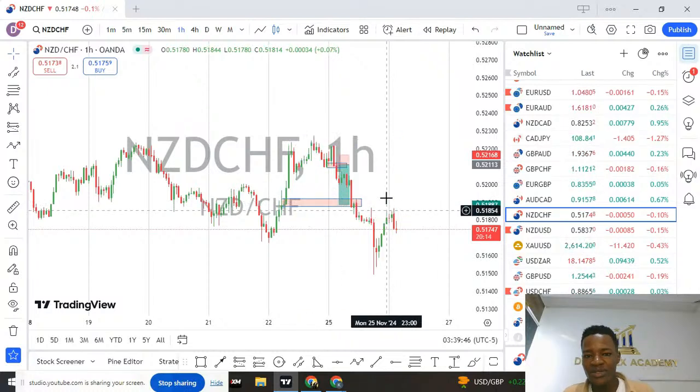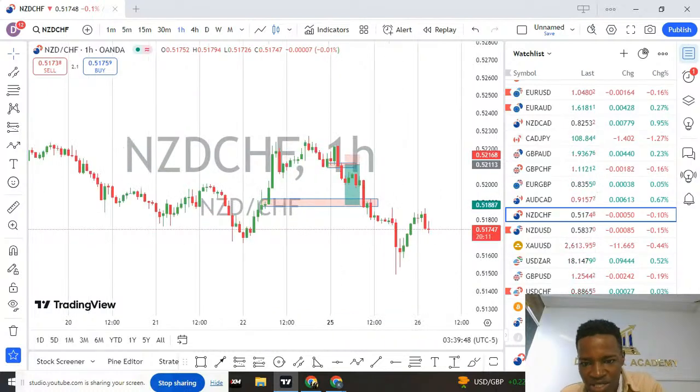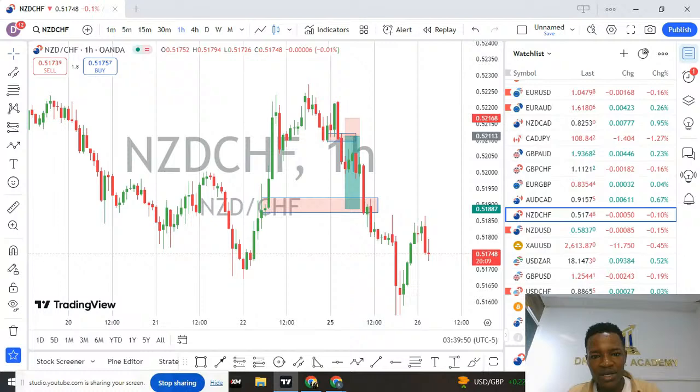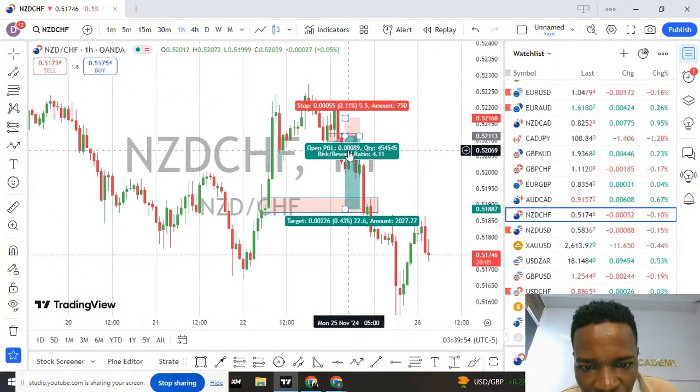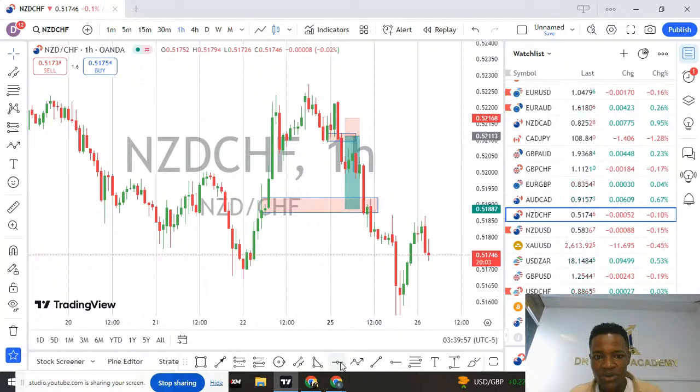Okay, but this one didn't reach because of this retracement. I can remember telling you guys this market would come back again to this break and retest. And did it get there? No, it didn't get to this particular level. Who can remember the NZDCHF analysis yesterday?